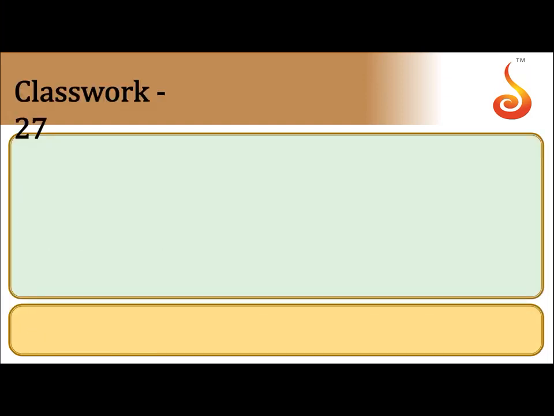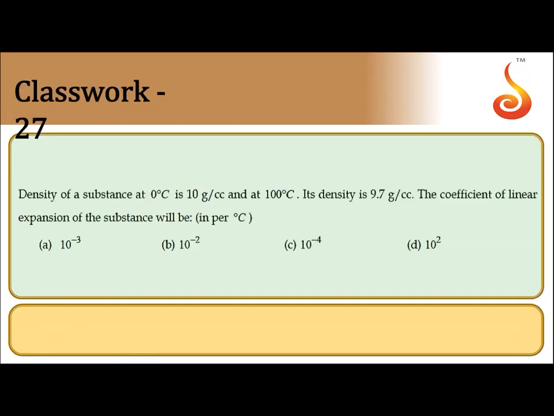Yes, we shall move on to next one. Density of a substance at 0 degree Celsius is 10 gram per cc, and at 100 degree Celsius its density is 9.7 gram per cc. Coefficient of linear expansion of the substance will be. So, you need to find coefficient of linear expansion of the substance.